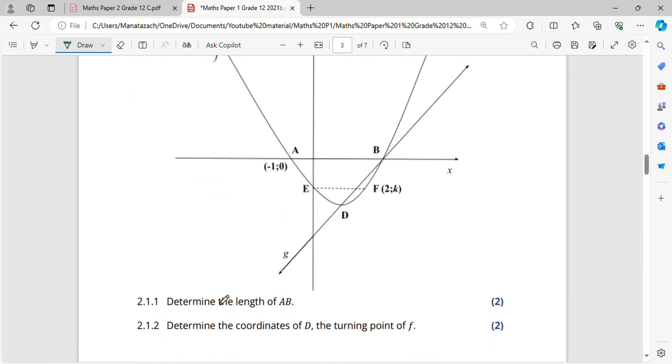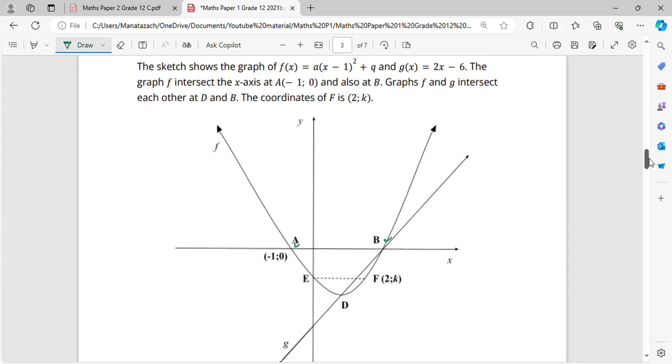So the first question is determine the length of AB. So here is A and then here is B. The first thing we must get is the coordinates of B, which is the other x-intercept, and then we'll get the length of AB. You realize that the graph of g is 2x minus 6, so that's g of x.